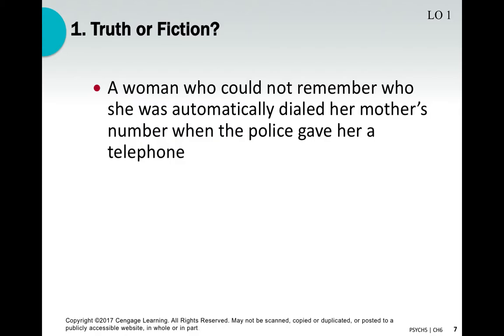Okay, so truth or fiction. First one: a woman who could not remember who she was automatically dialed her mother's number when the police gave her a telephone. Sorry, I gave the answer away. I do that so often. But the answer is in fact true, because dialing a phone number and remembering the person you dialed are two different types of memory, which we just talked about. It would be declarative memory to remember who you just called, but actually dialing the phone number is a procedural memory, or an implicit or non-declarative memory, however you want to describe it.